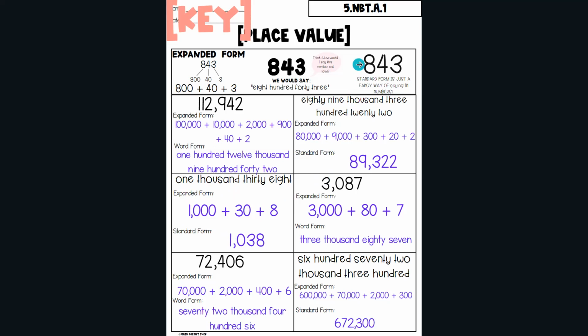This one, we're given the standard form. We need to supply the expanded and word form. We have 3,000, nothing in the hundredths, plus 80 plus 7. Word form would be 3,000, where that comma is, and 87.